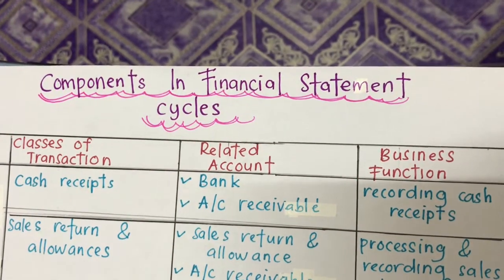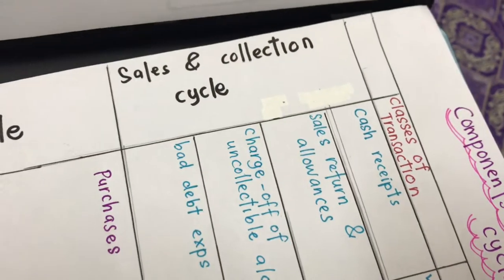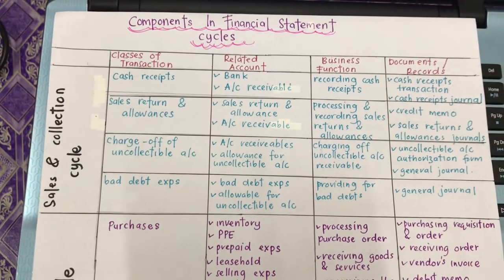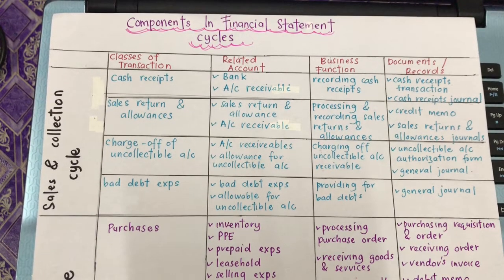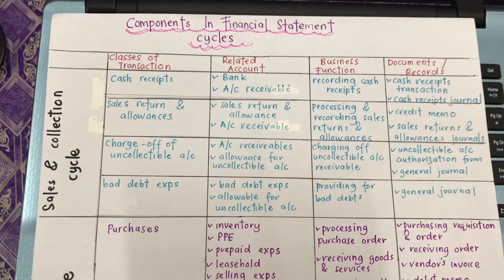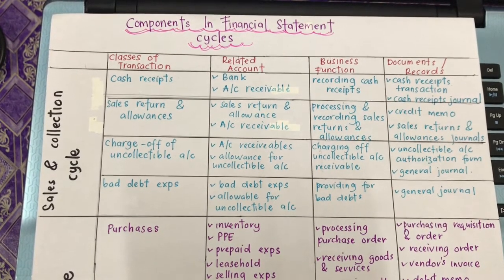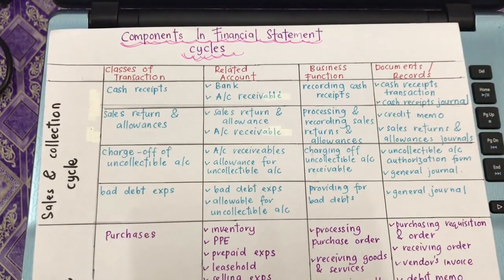There are three components in the financial statement cycle, which are sales and collection cycle, purchases and payment cycle, and payroll and personnel cycle. In the sales and collection cycle, the cash receipt is related to the bank and account receivable. The business function is recording cash receipt, and it can be documented and recorded in cash receipt journal and cash receipt transaction.